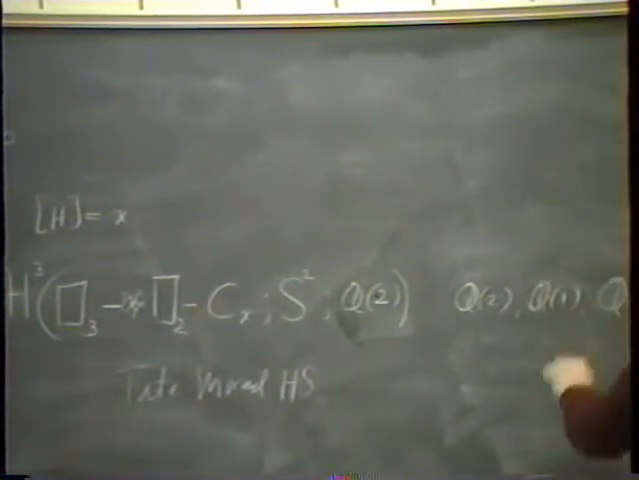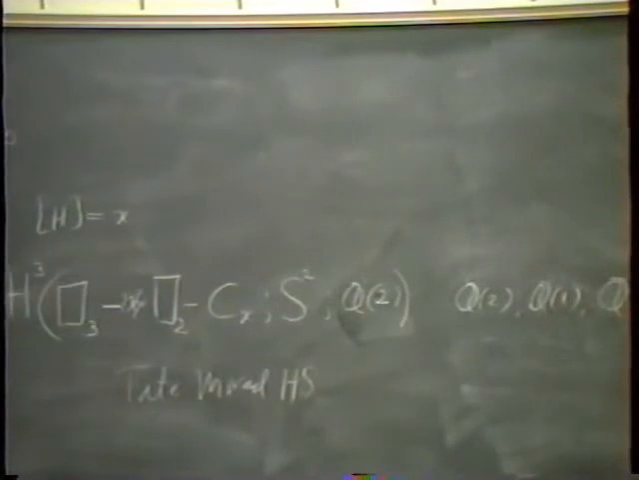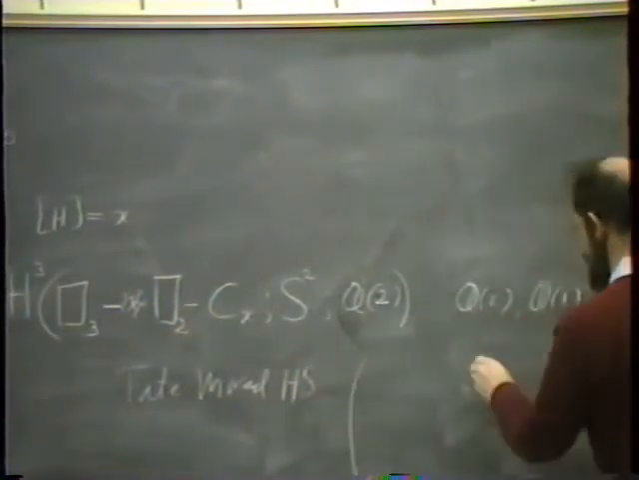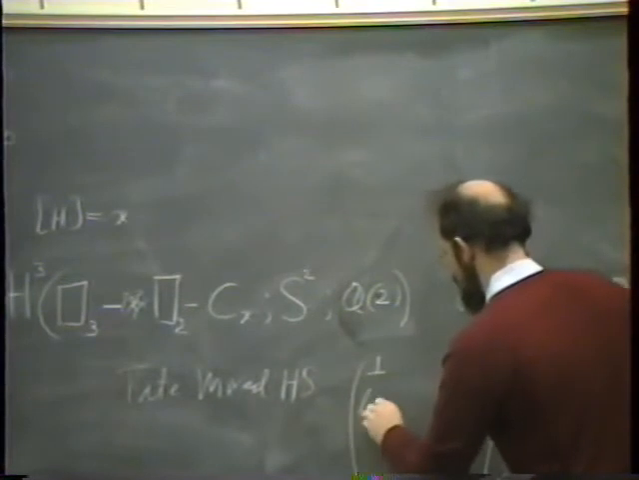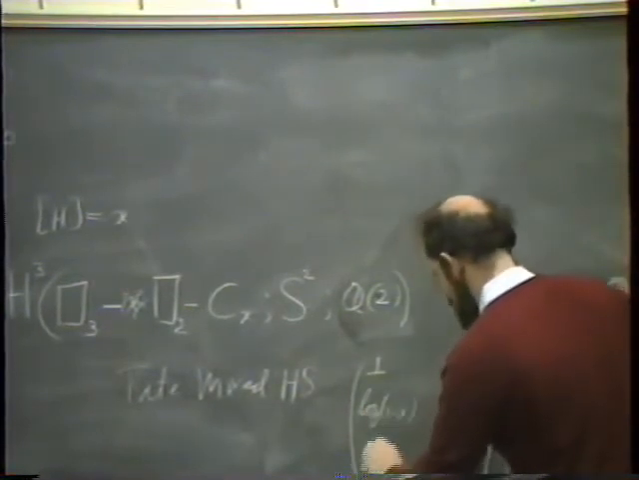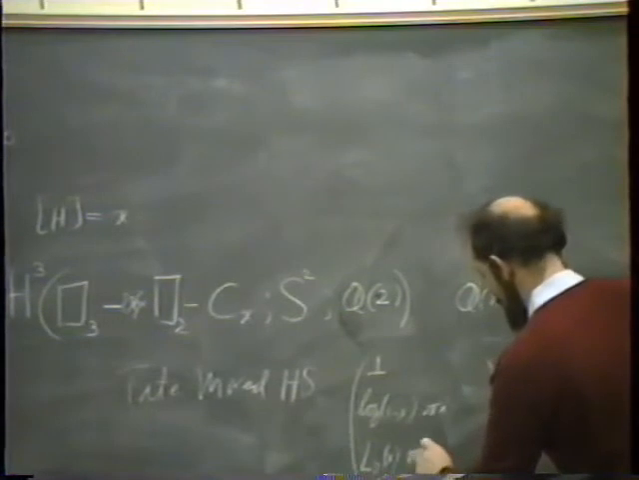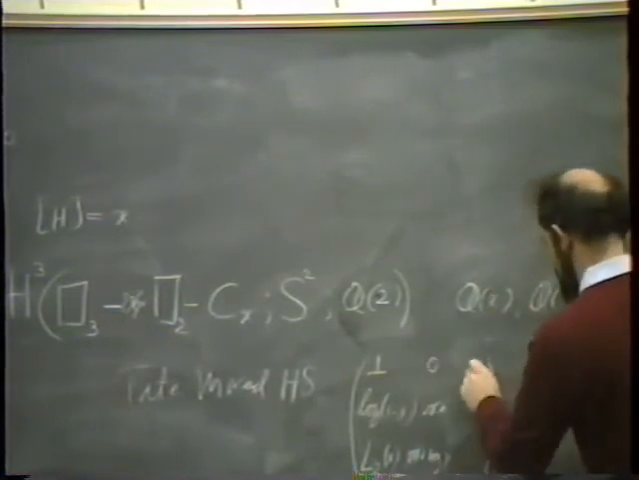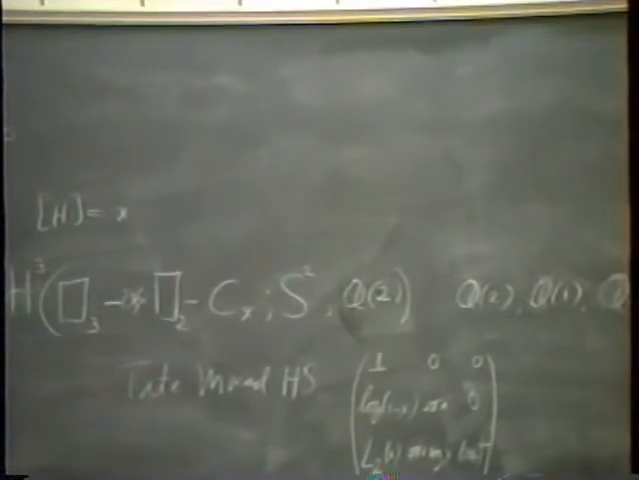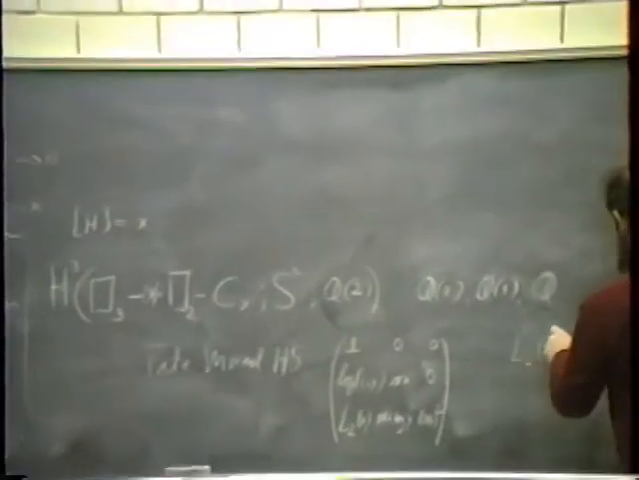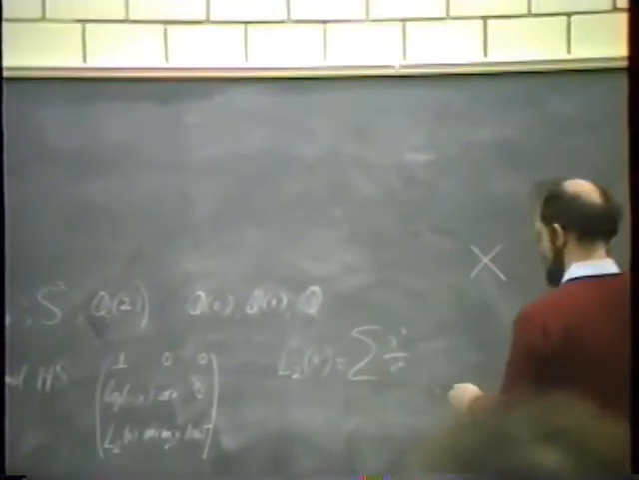As I suggested the other day, when that happens, we can describe the mixed Hodge structure by a matrix. This will be a rank 3 mixed Hodge structure, so it's a 3 by 3 matrix, and the matrix for this one looks like: 1, log(1 minus x), L2(x); 0, 2 pi i, 2 pi i log x; 0, 0, (2 pi i) squared, where L2(x) is the sum of x^n divided by n squared. It's the dilogarithm.